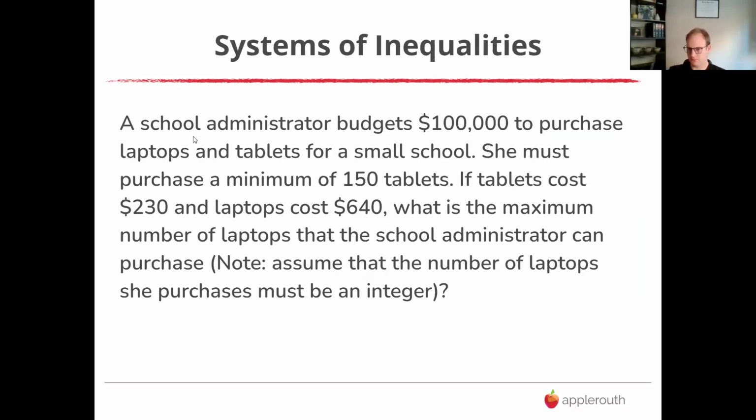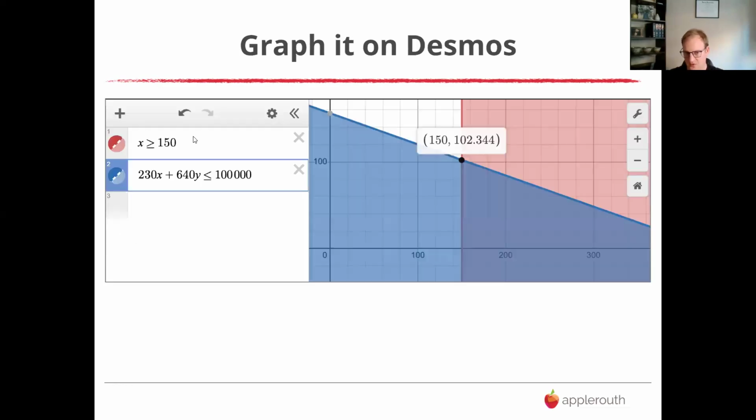Here's a great one. A school administrator budgets $100,000 to purchase laptops and tablets. She must purchase a minimum of 150 tablets. Tablets cost $230, laptops cost $640. The question is about what is the maximum number of laptops the school administrator can purchase. Got to be an integer, a whole number. This question is probably the hardest we've seen because the setup is crucial. And then when you graph it, if you do set it up properly, it'll look like this.